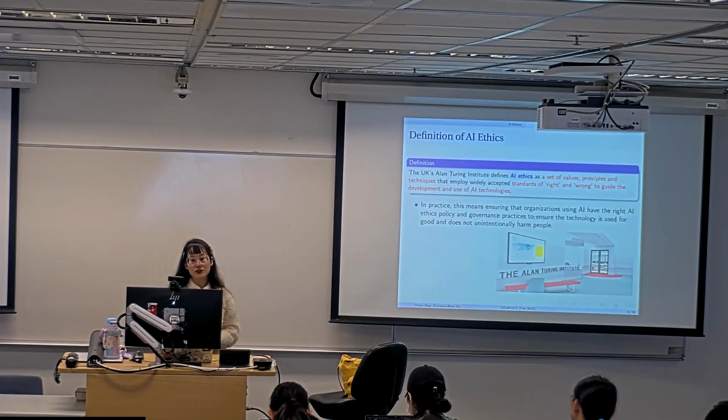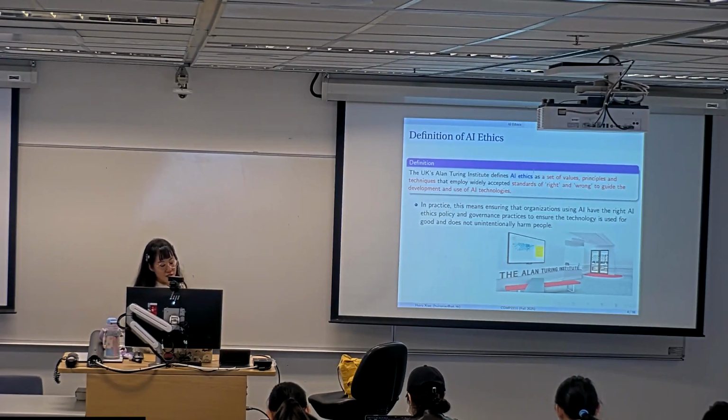Then the definition of AI ethics. Possibly different people will have different definitions. Here we adopt the UK's Alan Turing Institute definition of AI ethics. They define AI ethics as a set of values, principles, and techniques that employ widely accepted standards of right and wrong to guide the development and use of AI technologies. In practice, this means ensuring that the organizations using AI have the right AI ethics policy. Here the right is more like a moral concept, right? That is, what is correct to do, instead of the legal concept.